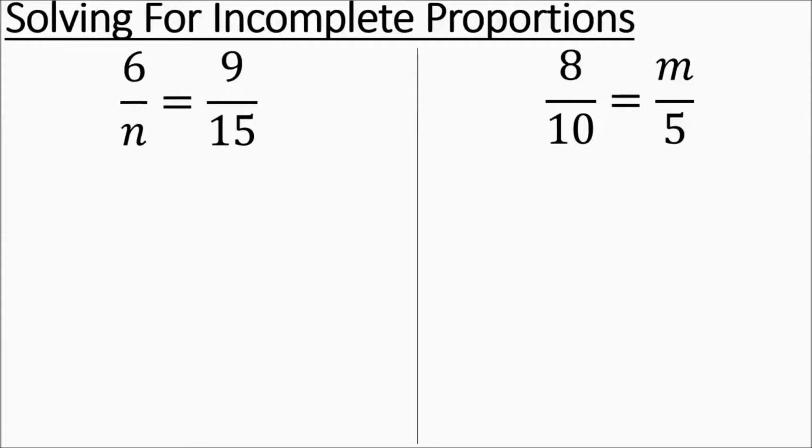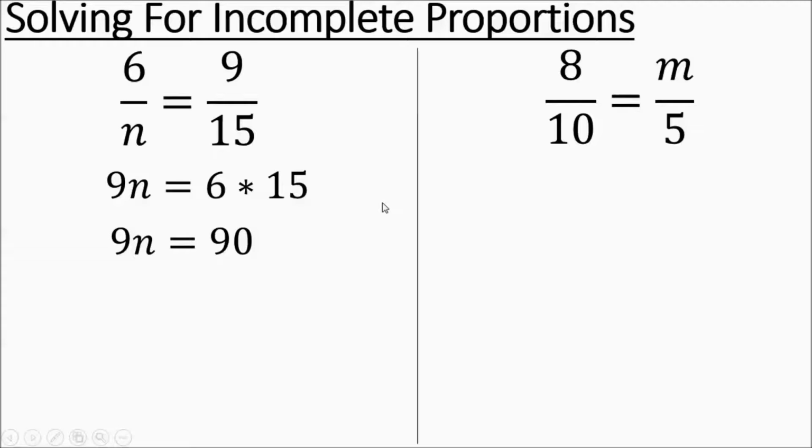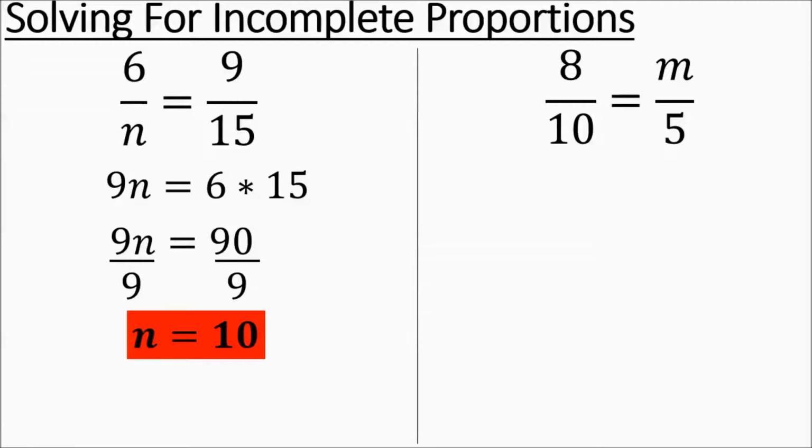So if you've paused it and tried working on that on your own, this is hopefully what you wrote down. You could do your n times 9, 6 times 15. Those are the diagonal products. I'm going to go ahead and write it as 9 times n equals 6 times 15. You work out the side that you're able to work out. And then you can divide both sides by the coefficient. And that ends up working out n equals 10. So 6/10 equals 9/15.